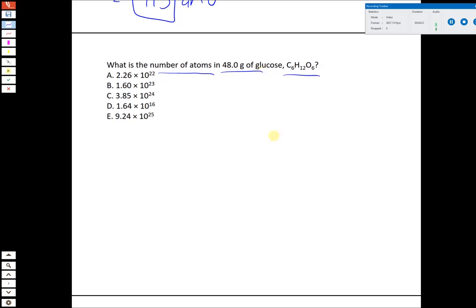All right. So I think for this problem, we have to really think closely about the definition of a mole. So if we're looking for a number of atoms, we remember that glucose here is a covalent compound, and so each molecule is going to have 6 carbons, 12 hydrogens, 6 oxygens, and we have to start with the mass that we're given, 48 grams, and figure out how to get to number of atoms. So it's going to be a series of steps.